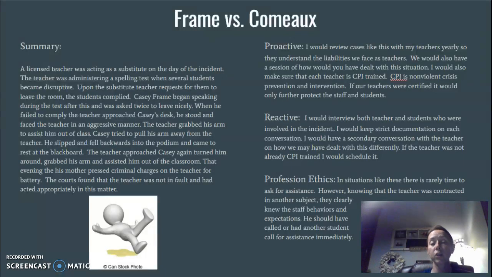The professional ethics. In a situation like this, there's rarely time to ask for assistance. However, knowing that this was a contracted teacher in another subject, he should have clearly known the staff behaviors and expectations. He should have called or had another student call for assistance immediately when he realized things were going out of control.